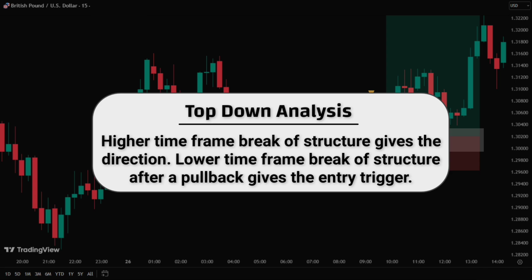This is what top-down analysis looks like in practice. Higher time frame break of structure gives the direction. Lower time frame break of structure after a pullback gives the entry trigger.